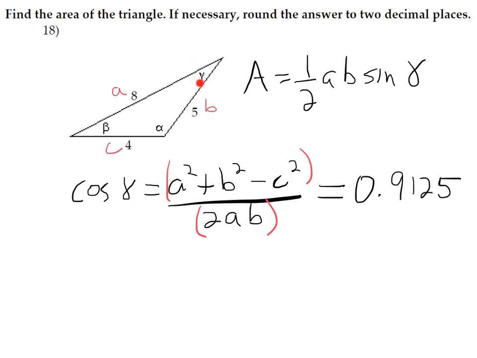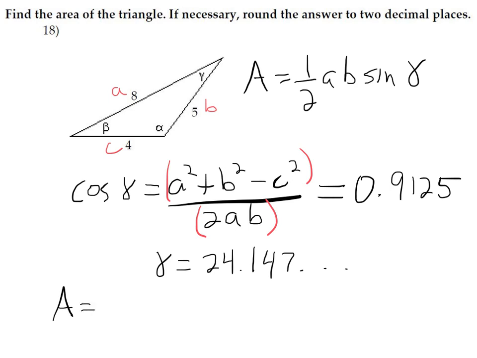Opposite pairs. Opposite of gamma is C. Opposite of alpha is A. Opposite of beta is B. Now, taking arc cosine of this answer gives us gamma. And we get gamma equals 24.1468, etc., 7. I'm not going to use just this approximation, though. I'm going to use the answer.